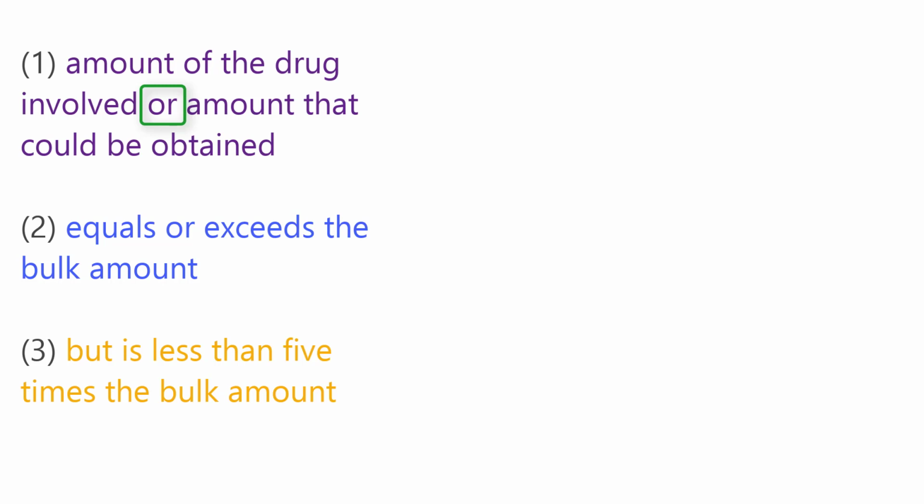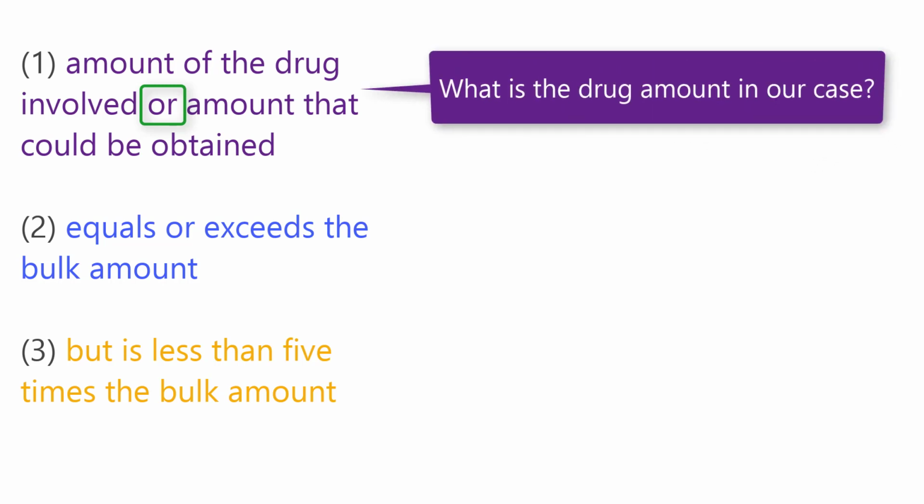So for the first element there, what was the drug amount in our case? Well, it was 130 grams. Could he have obtained more? Perhaps. But the "could have obtained more," let's just table that for a whole nother day. And let's just go with our 130 grams so we don't overcomplicate this. But anyway, we don't need additional research to figure out the drug amount in the case. We know that. It's 130 grams.